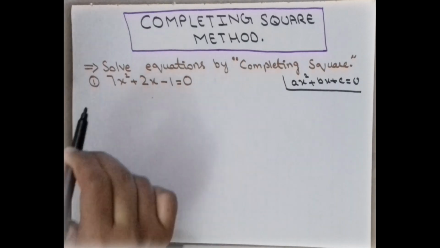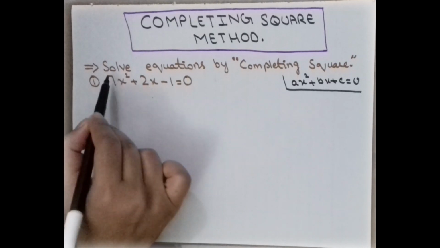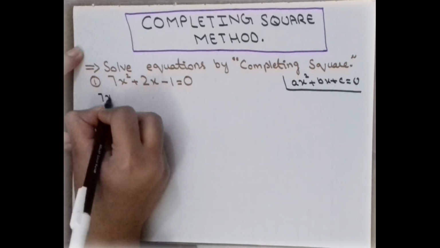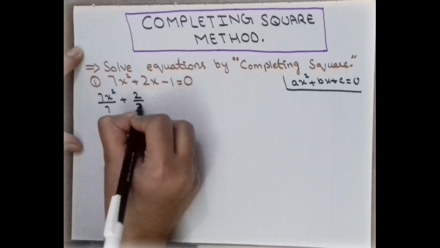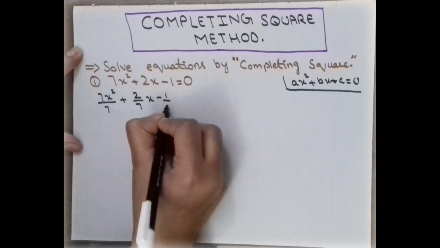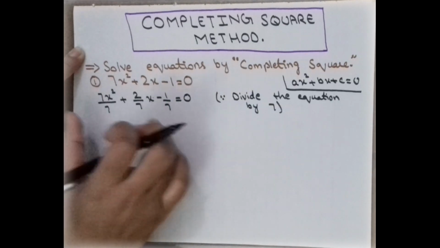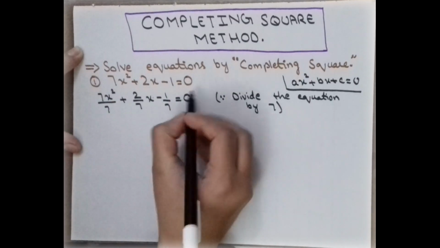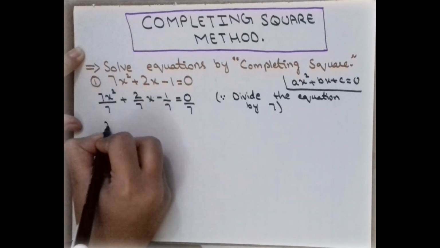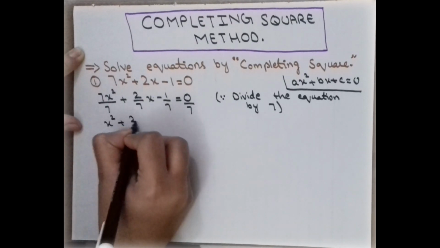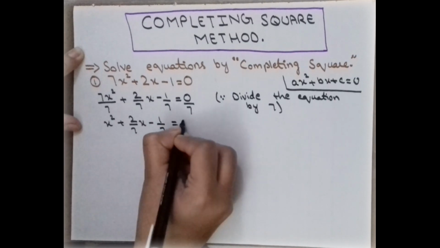The first step is to divide the whole equation by the coefficient of x square, which is 7. So we can write 7x square over 7 plus 2 over 7x minus 1 over 7 equals 0. In this step we divide the whole equation by the coefficient of x square, which is 7. So we have x square plus 2 over 7x minus 1 over 7 equals 0.